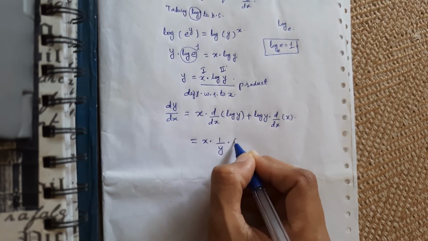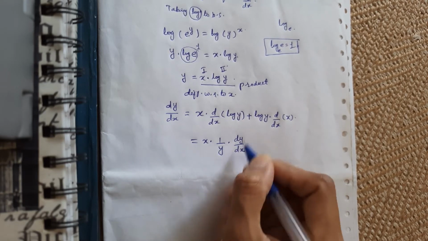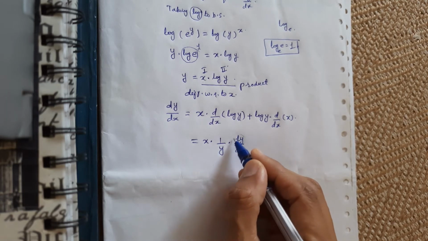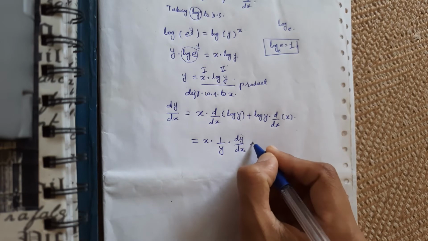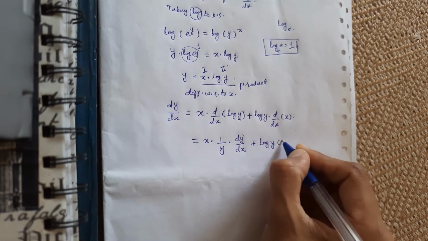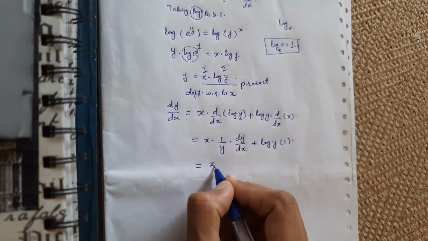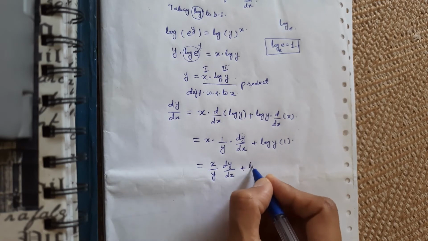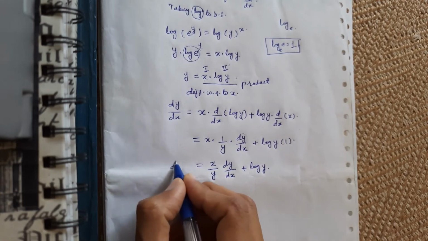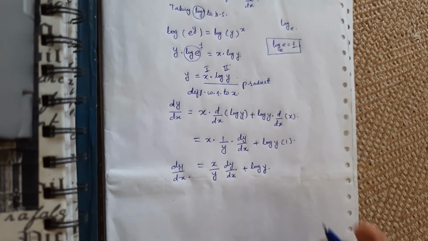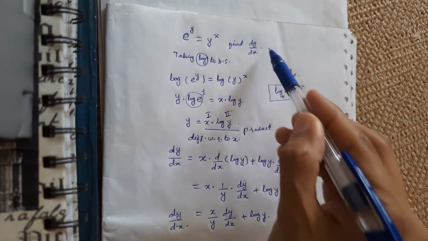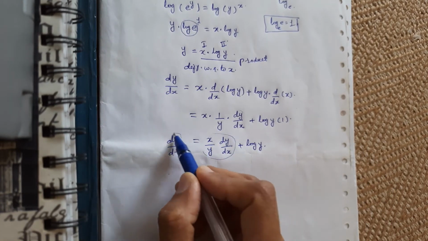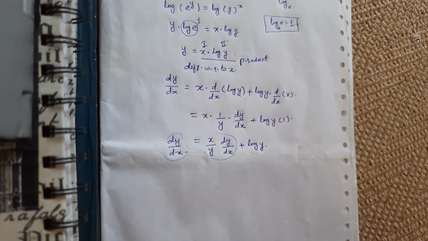1 upon y into dy by dx. We have seen that whenever we take the derivative of y, we need to multiply it with dy by dx by the chain rule, plus log y into 1. So simply I get x upon y into dy by dx plus log y equal to, here we have dy by dx. Now since I want to find dy by dx, I will collect all the terms that contain dy by dx to one side and the remaining terms to the other side.